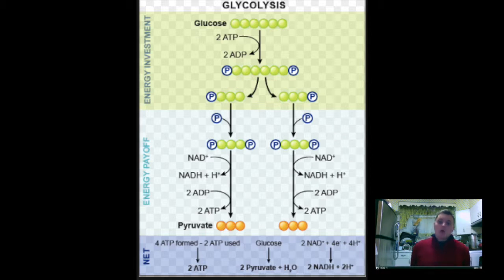So this is a video on glycolysis, basically carbohydrate metabolism. We're also going over the electron transport chain, and the anaerobic and aerobic respiration that goes on with the citric acid cycle.